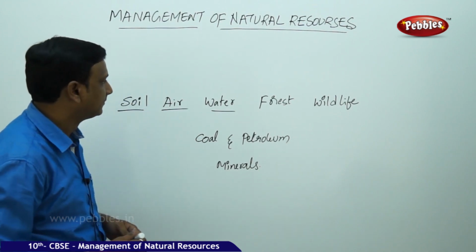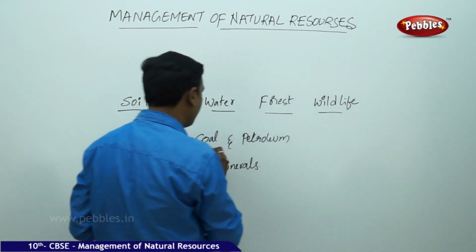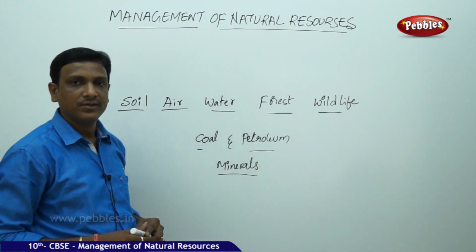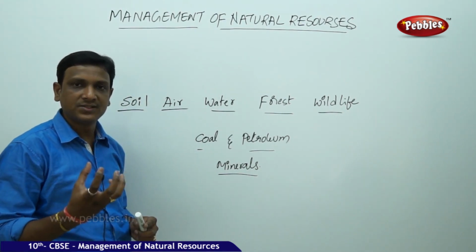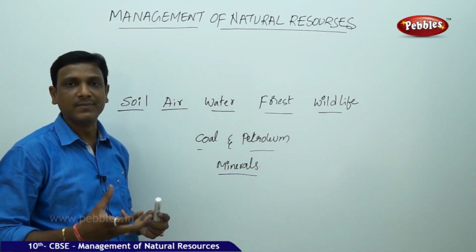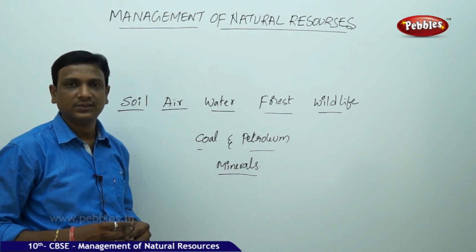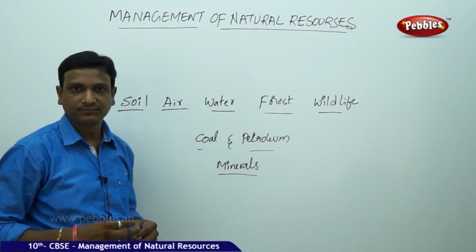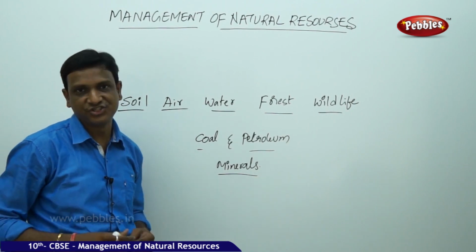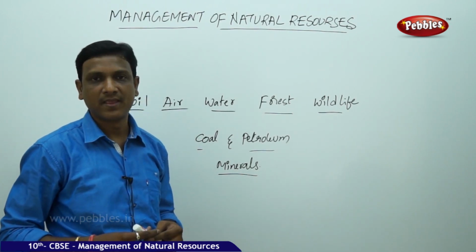Even we discussed the pollution of water, pollution of air and other things. Now in this lesson, we are going to discuss the other natural resources like forest, wildlife, coal and petroleum, minerals. The earth is a bountiful source of energy and materials. Everything we obtain is from the earth. We get the energy from the sun, which is trapped in different forms.